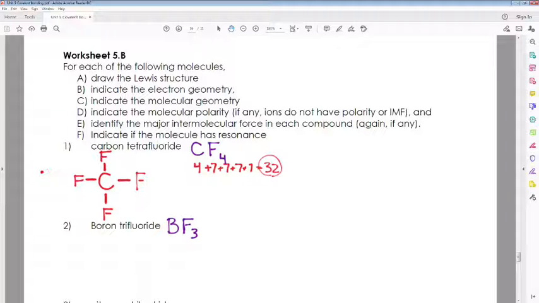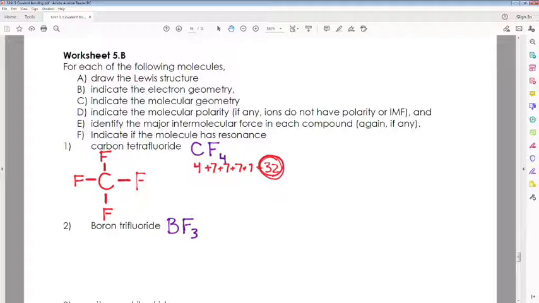If we run out, we might have to start making some double or triple bonds, but we only make double or triple bonds if we run out of these electrons before all of our elements get full and happy. And every element other than hydrogen, who wants 2, and boron, who wants 6, and we'll talk about that when we get to it, every other element wants 8 electrons around it.